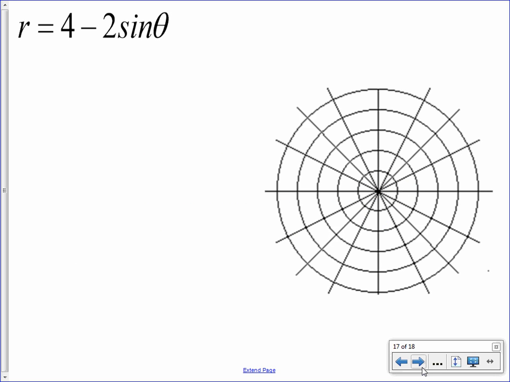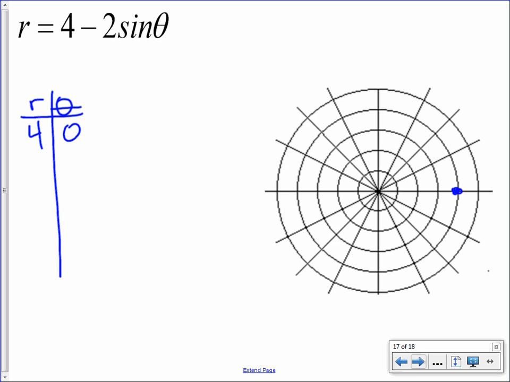A limacon. I will tell you, if you're going to graph a limacon, just plug in the axes for theta values and see where it gets you. First of all, what kind of limacon is this? It is convex, because our ratio is 2 or more. If we plug in 0, we get R is 4.